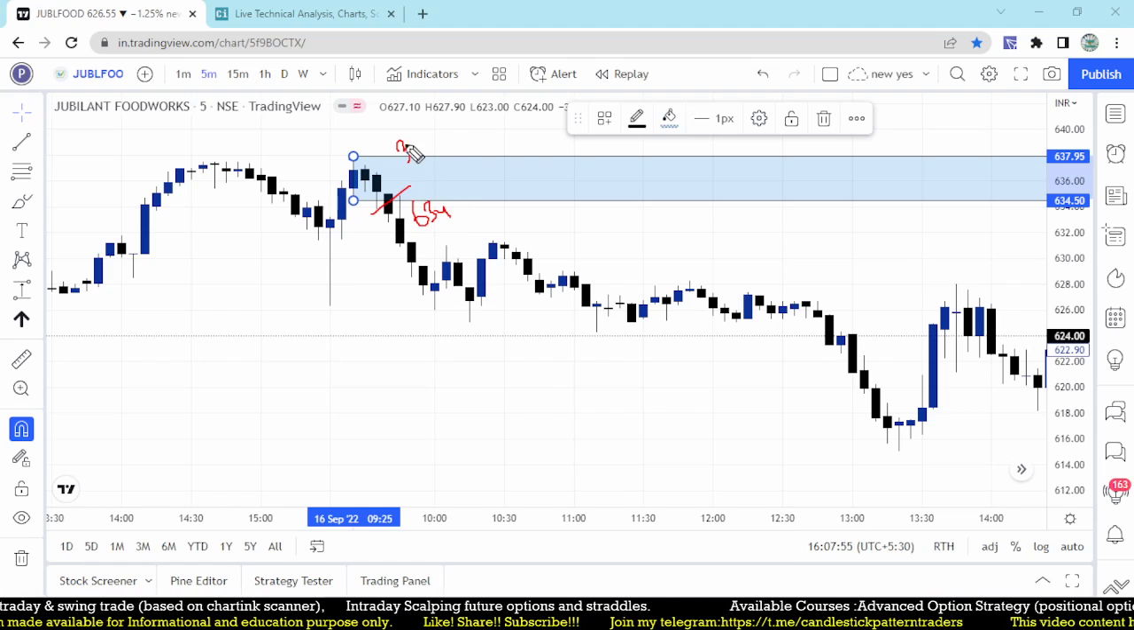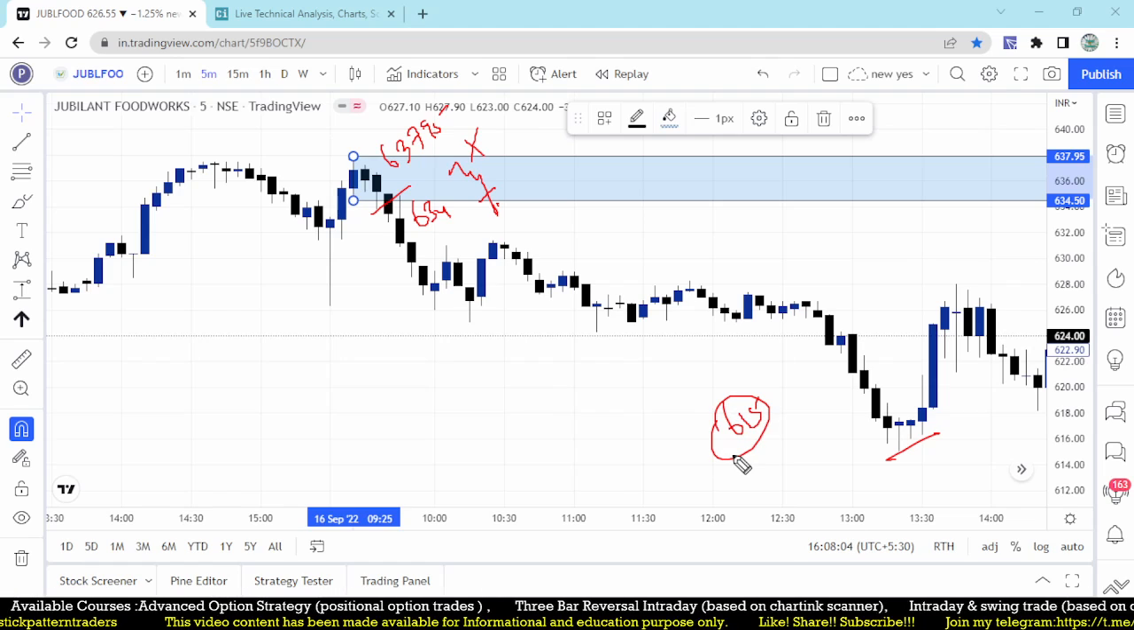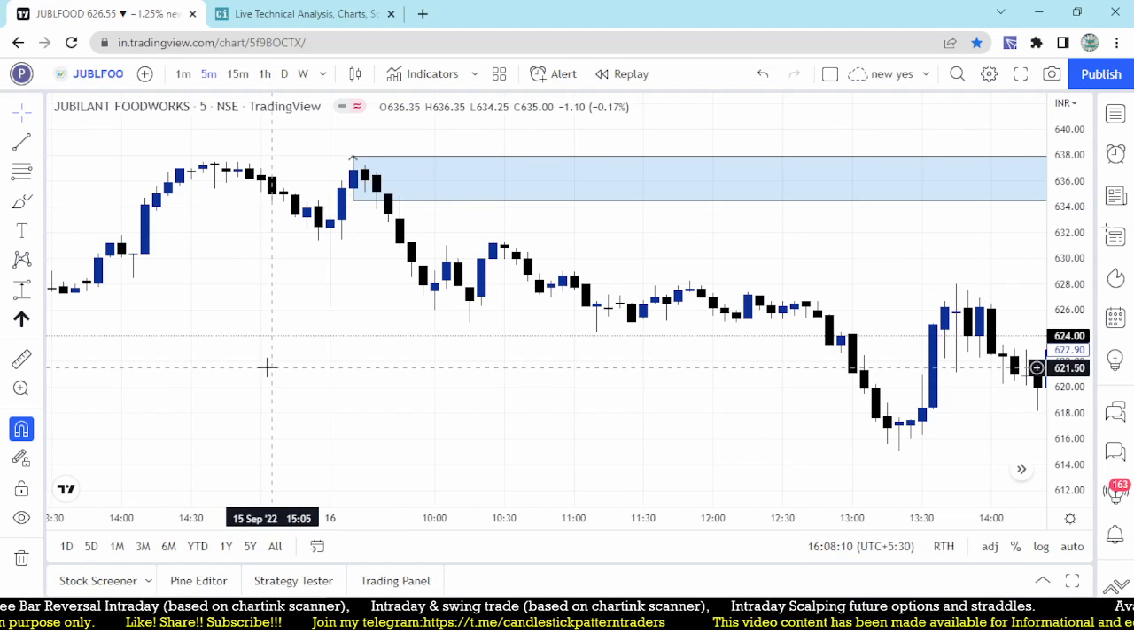634, 637.95. Buy opportunity not triggered. Instead the sale is triggered, and it comes down to 650. That was another trade on IBL. Again, another stock which we have seen, India Cement.